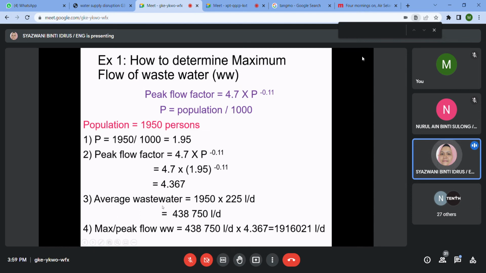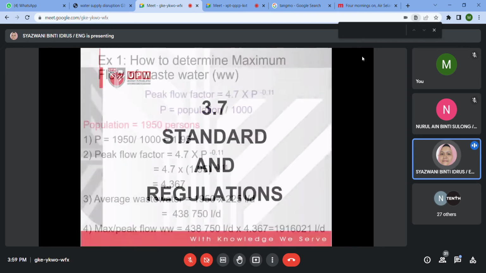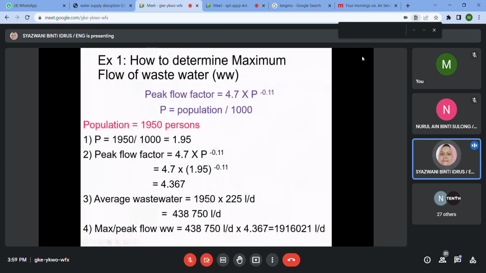And then the average wastewater, similar to water treatment, is the number of population times 225. Knowing the average wastewater produced, you have to multiply it by the peak flow factor. This gives the maximum peak flow of wastewater produced per day.